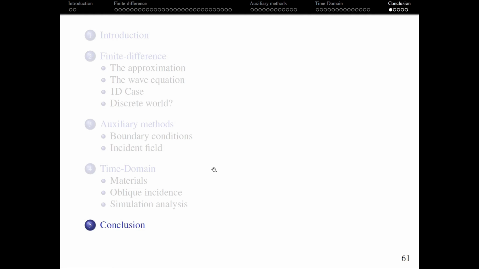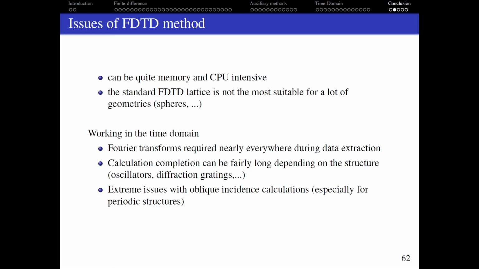Okay, now let's conclude on this. So, the FDTD method has many issues. It is very memory and CPU intensive, and the mesh that you have in your grid is not really suitable for stuff that is curved or any very strange geometry. It really likes things that are straight. That means that when you have something that is curved, you need to adapt the mesh so that it's very fine around this curve.